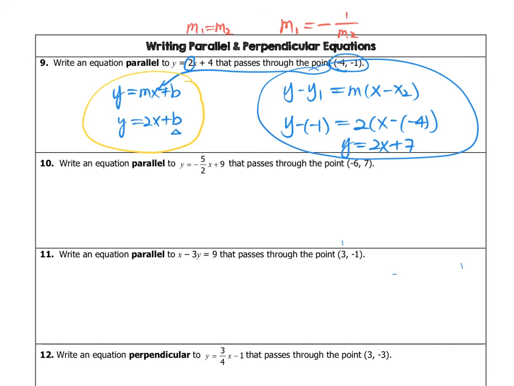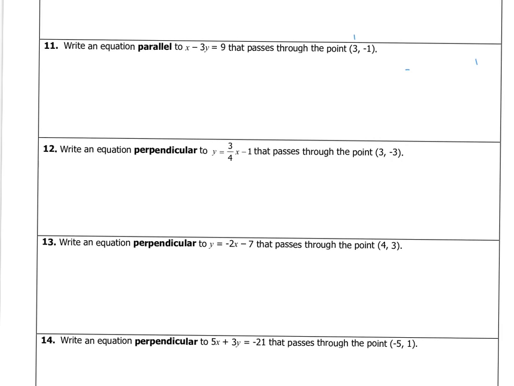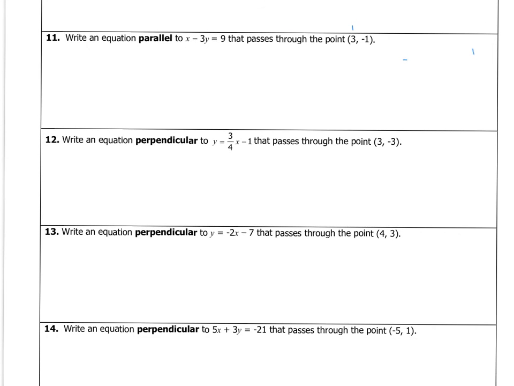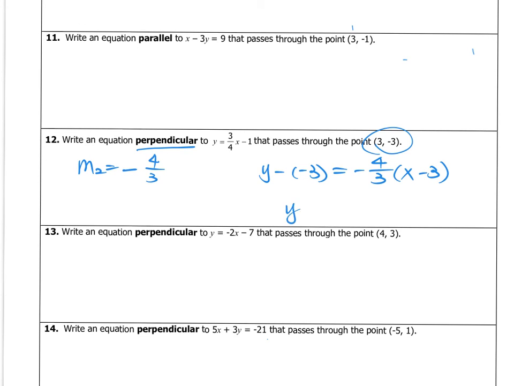Okay, so let me do number 12 for you. So 12, I have perpendicular, so I know my second slope must be the opposite of 3/4 and has to be reciprocal. So that's my slope. And since I have a point there, I have y minus y1 equals my new slope times x minus x1. So then you simplify that, you should end up having y equals negative 4/3 x plus 1. If you want to use the other approach to verify it, you should be able to do that.